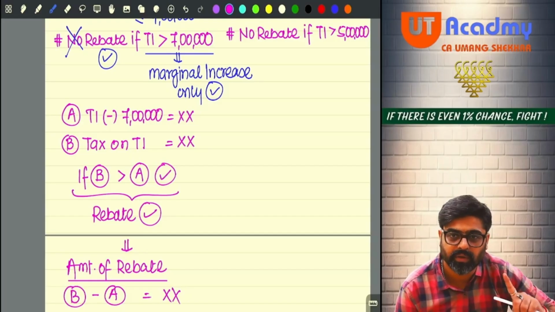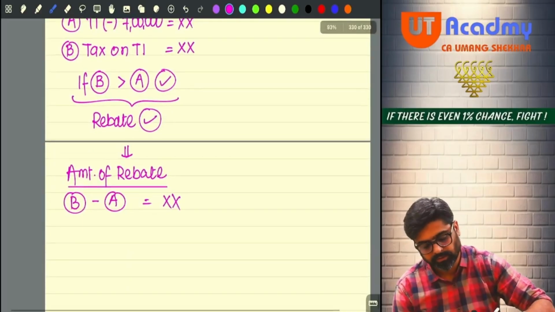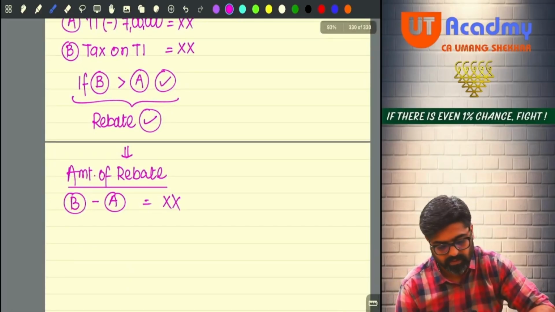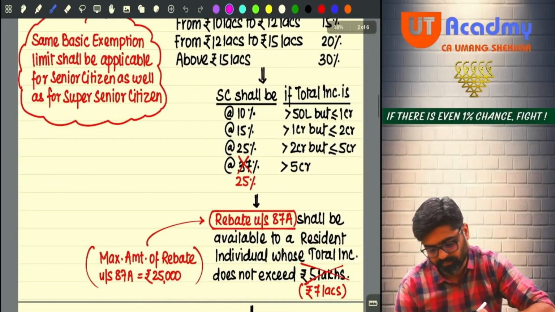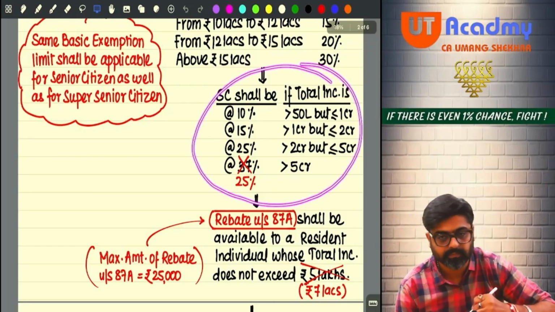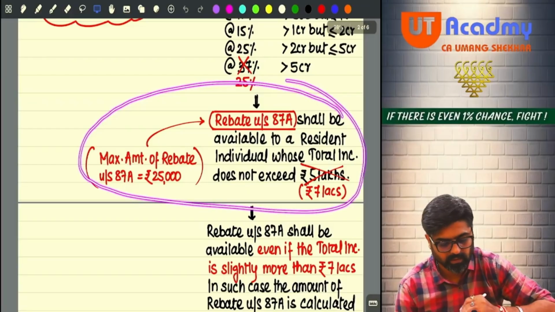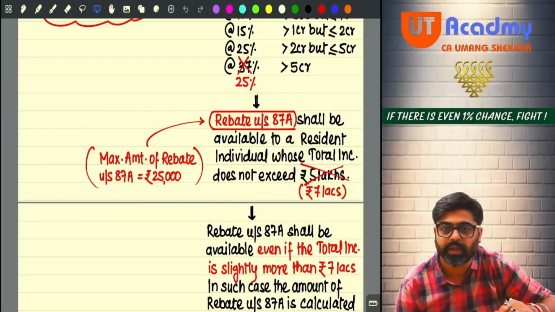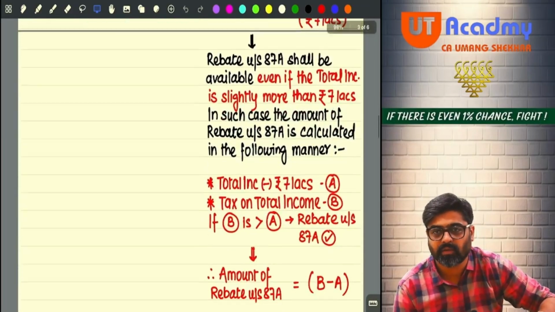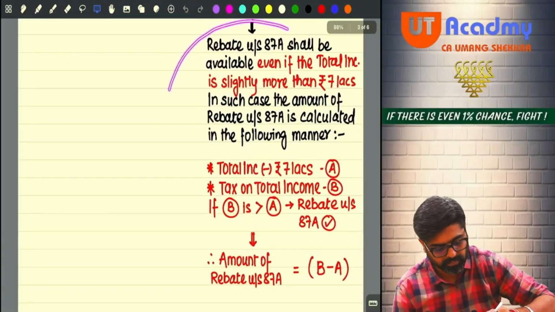Will you be able to do it? Tell me yes or no. Sure? Okay. So this was your rebate. Now please pay attention. I have explained this part, I have explained this part also, and I have just now explained this part also. Please read this.